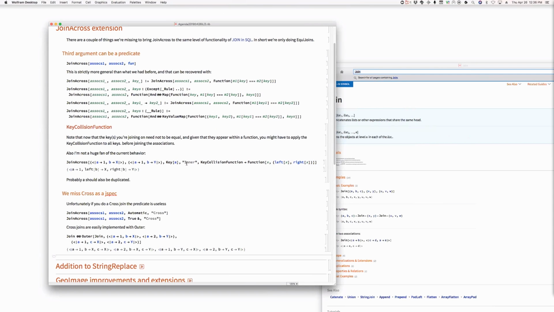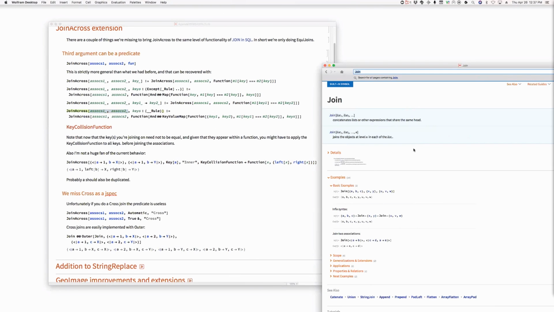That maybe is a generalization of both these things. See, this is, okay, so this is lists of associations. Okay, so what are you actually proposing here? So what you're proposing is that the third argument here. Yes, third argument.